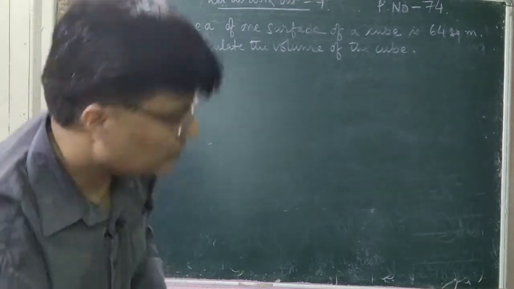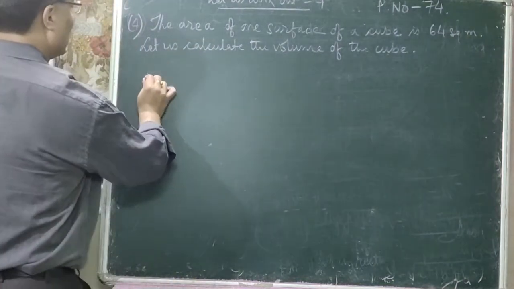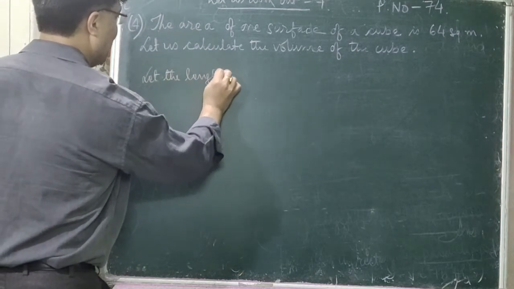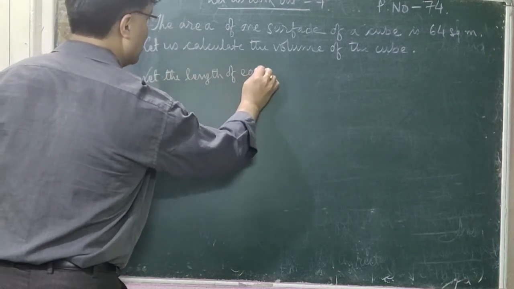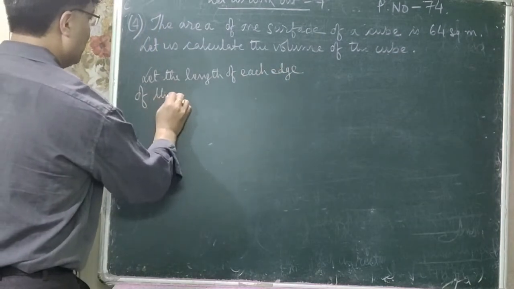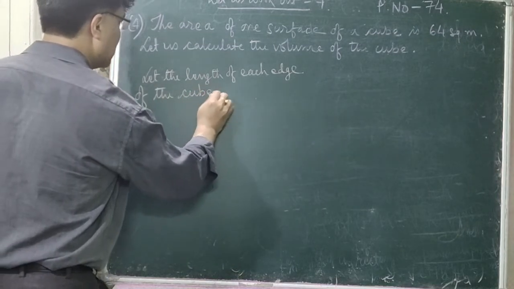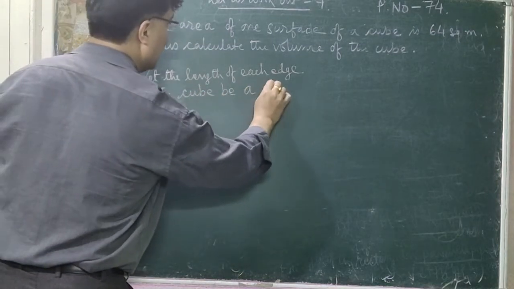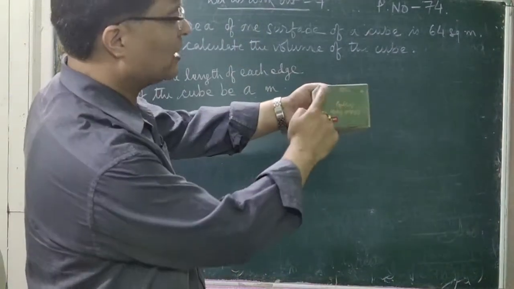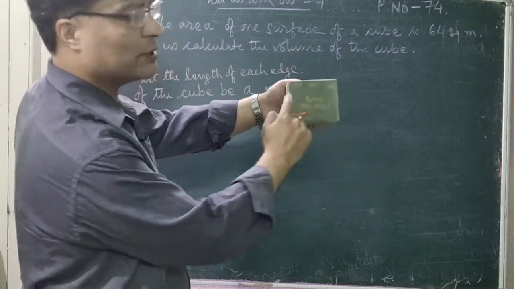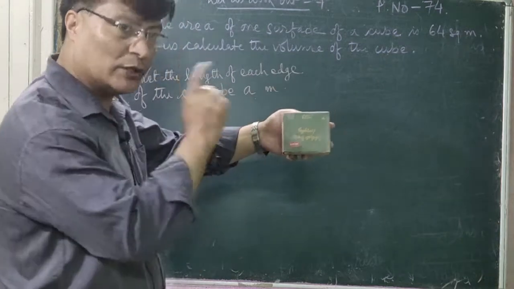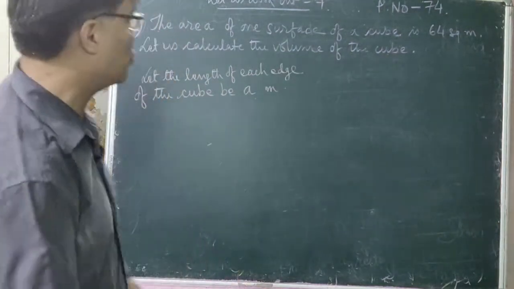ठीक छ? सो यहाँ हामी के सपोज गर्छौं? पहिला let the length of each edge of the cube be small a meter. ठीक छ? त यो एउटा सर्फेस चाहिँ स्क्वायर भइगयो. So what is the area of the square? Side whole square or length of each edge whole square. That is the formula for area of the square.